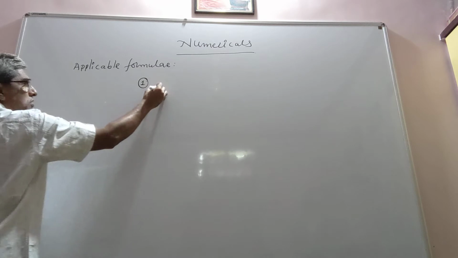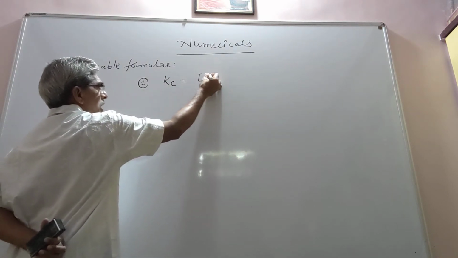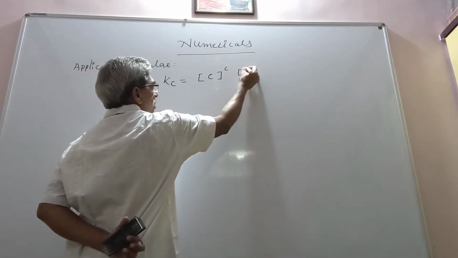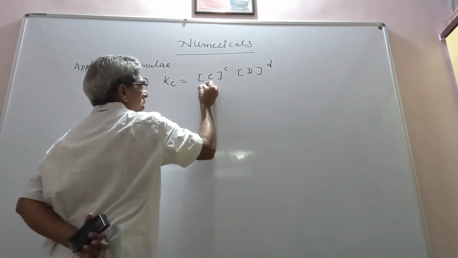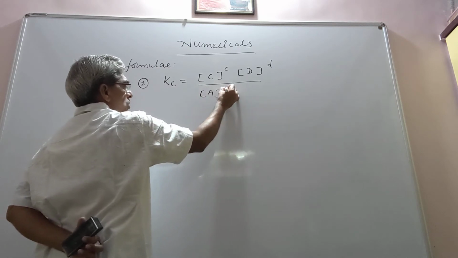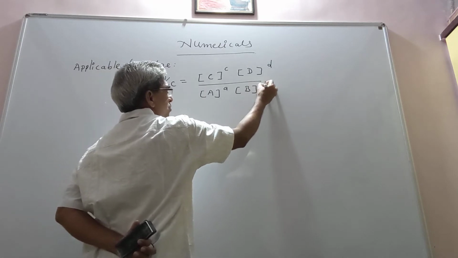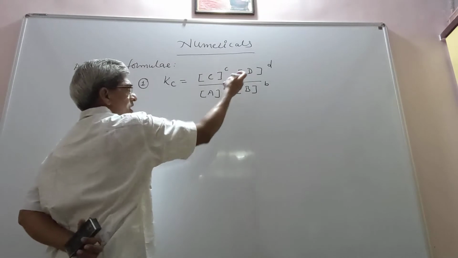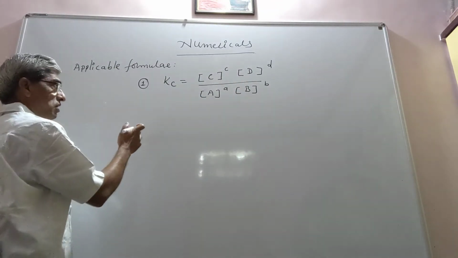Number 1, Kc equal to active mass of C raised to small c, active mass of D raised to small d, upon active mass of A raised to small a, active mass of B raised to small b. As you know, where C and D are the products and A and B are the reactants for the given reaction.